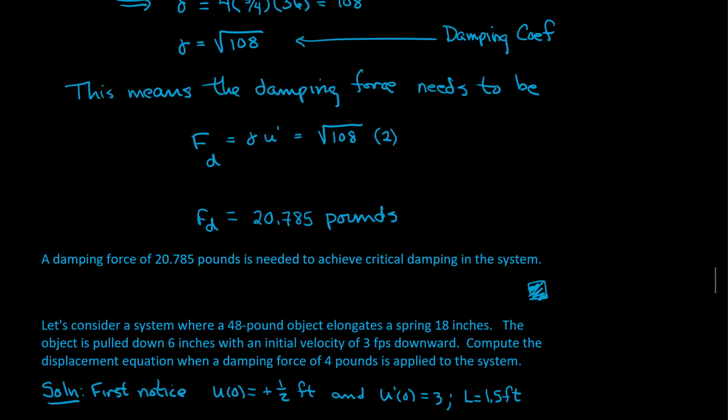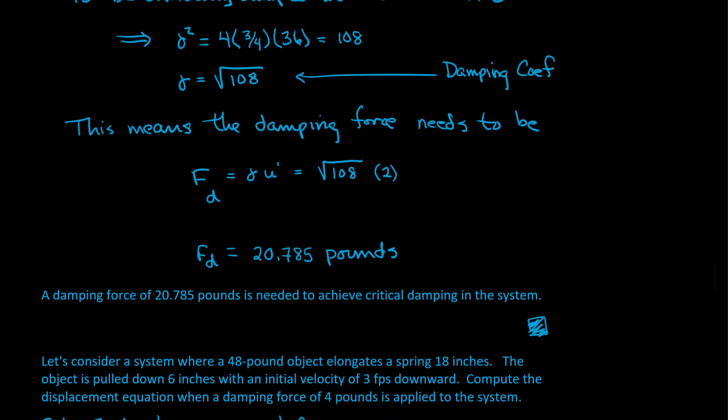Well, that's all well and good, but having a damping coefficient is something different from knowing how much force we need to have being applied in the damping system. Well, this brings us then to the equation for the force of the damping system. Recall that this is going to be equal to gamma times u prime, where u prime is the velocity. We've got our value for gamma now. It's the square root of 108.